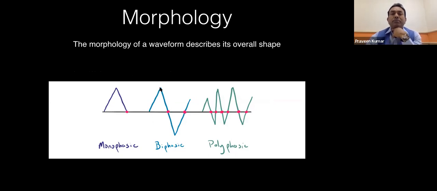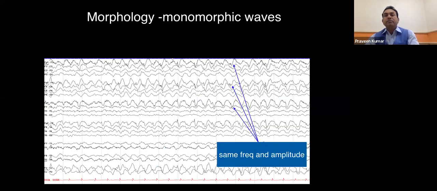Normally, spike and waves are like these ones. They have one spike and then they go down and they come up. So this is called a spike and wave pattern, which Dr. Chandrakanta will be talking about more. But this is the morphology of the wave. Normally we expect monophasic waves. The biphasic and the polyphasic waves may be abnormal.